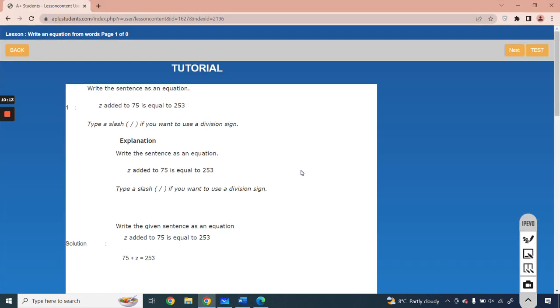Okay, let's just start with the example. Write the sentence as an equation. Z added to 75 is equal to 253. Got it? So you have to just read the words and write the equations. Z added to 75. That means you have to do 75 plus Z. Because Z is added to 75 and that equals 253. That means 75 plus Z equals 253.